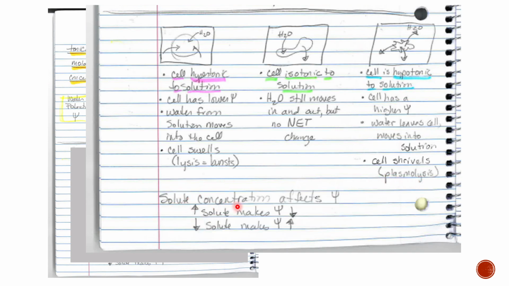Solute concentration affects water potential. And if you don't understand my abbreviations, write it out. An increase in solute makes water potential decrease. So the more solute that is in a solution, the less likely it is for that water to leave that solution because it has less water potential. A decrease in solute makes water potential increase. So if there's not a lot of solute in there, then that water has a lot of potential to move.